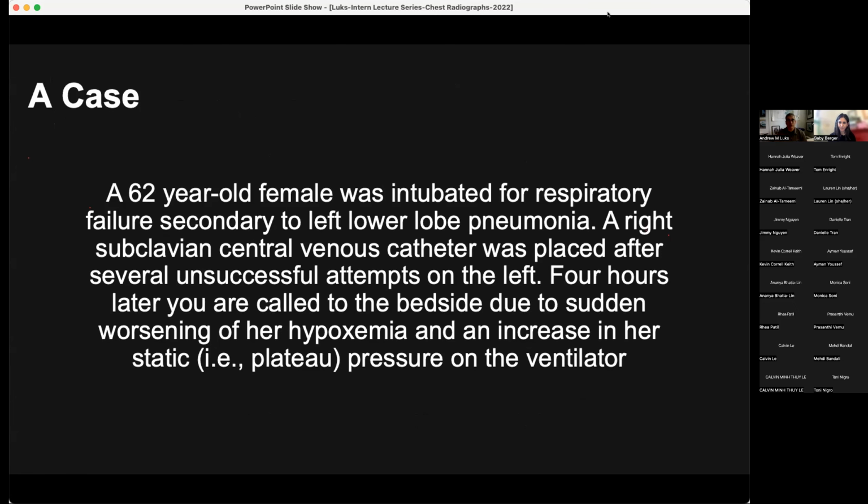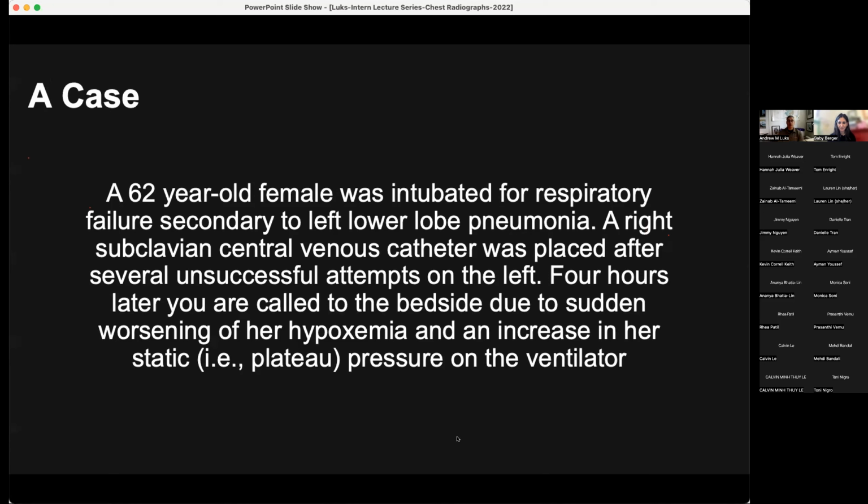So we've looked at major forms of barotrauma now. We're going to move on to another case, but I'm going to stop and see if anyone has any questions before we go on. Okay, doesn't look like any are coming in. And again, if questions come up, feel free to put them in the chat.